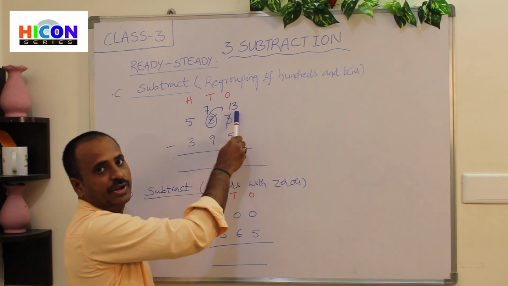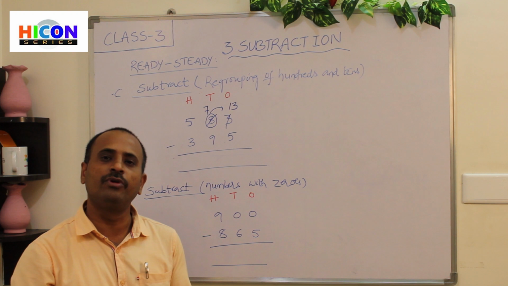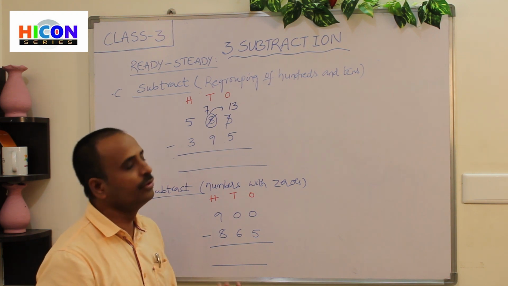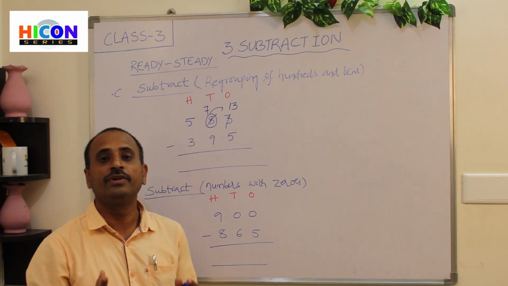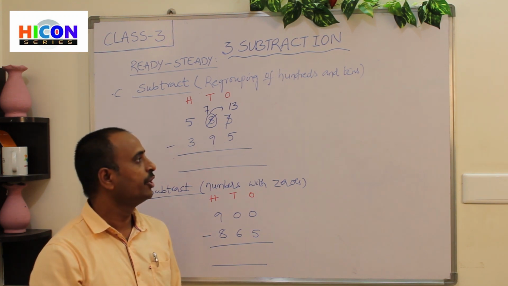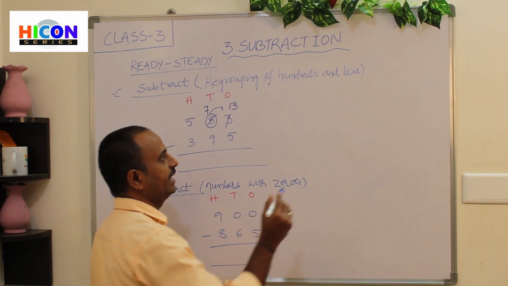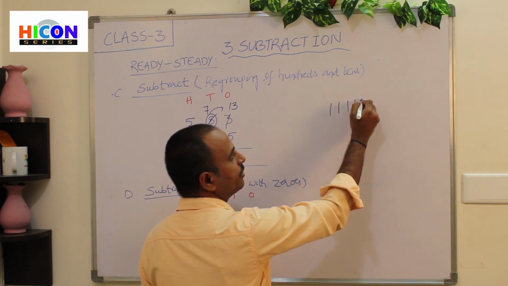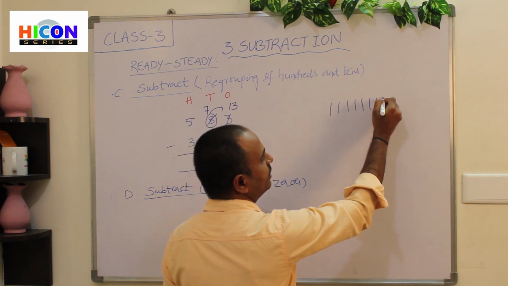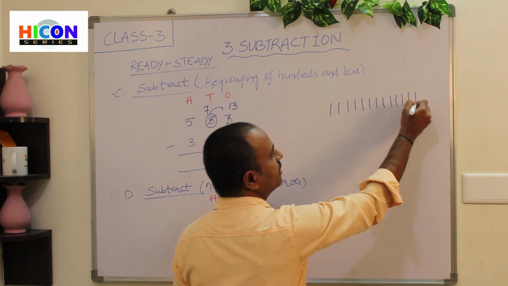So what is the first number here? 13. So open 13 fingers of your hand. But we have only 10 fingers. So we cannot do the subtraction on our fingers. So in such cases, we have to simply draw lines in your rough notebook. So draw 13 lines in the rough notebook. 1, 2, 3, 4, 5, 6, 7, 8, 9, 10, 11, 12 and 13.